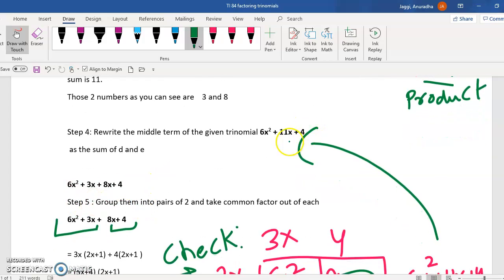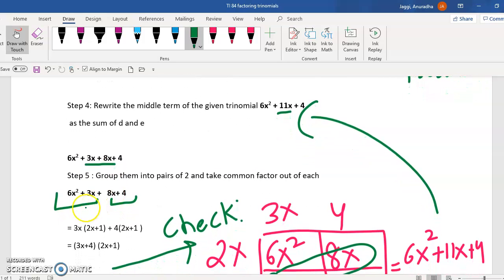Once you have the middle term 11x split as the two numbers that you found, 3 and 8, write it as a sum because we know 3 plus 8 is 11, so we can do that. After that, these are now 4 terms. It's not a quadratic trinomial anymore. It's a polynomial of 4 terms: 1, 2, 3, and 4.